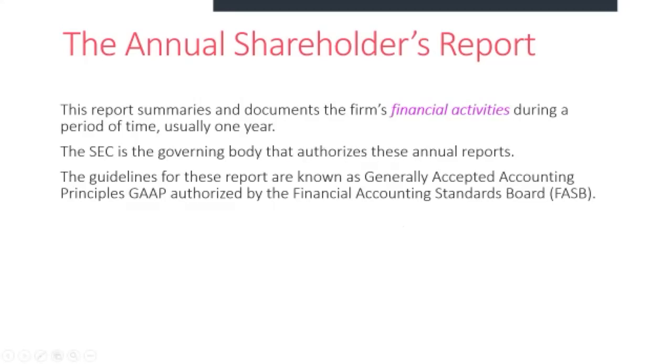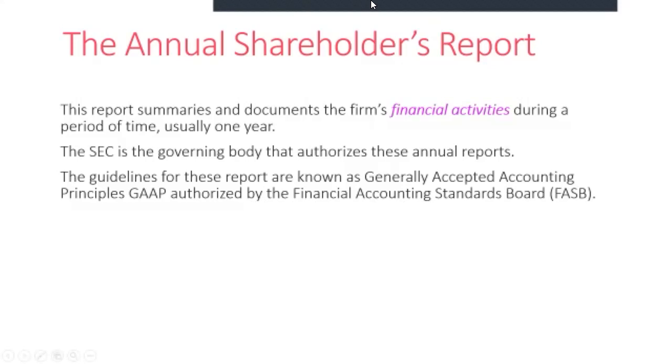Now, the SEC, we said, which is a stakeholder, the Securities Exchange Commission, is the governing body that authorizes these annual reports. The guidelines for these reports are known as Generally Accepted Accounting Principles, GAAP, authorized by the Financial Accounting Standards Board. And we would have done this in accounting 1, right?